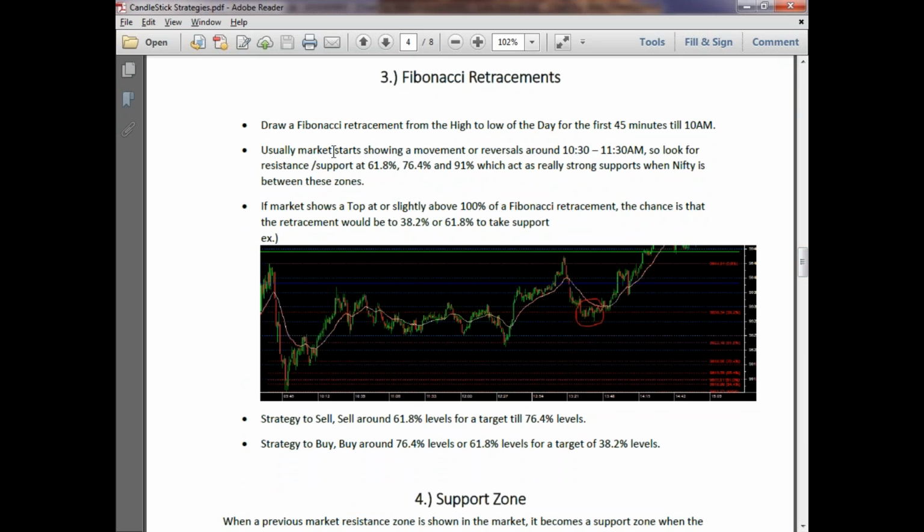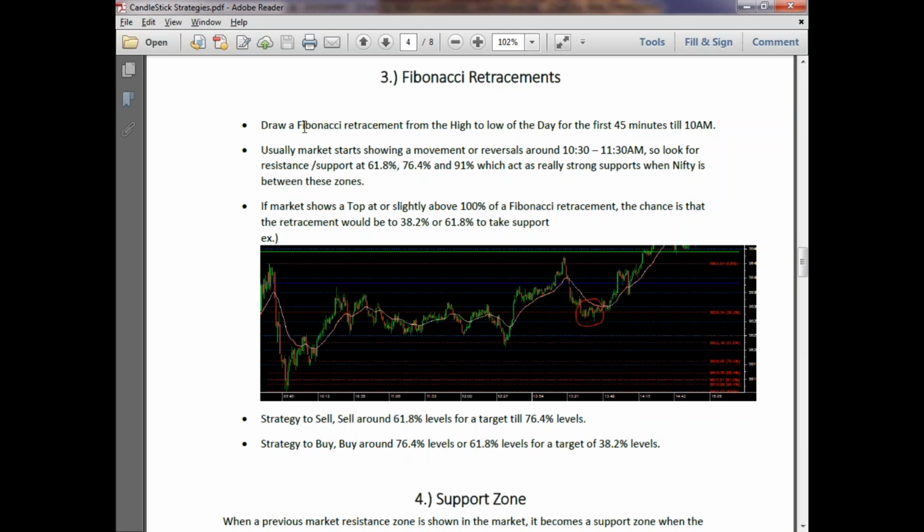I'll probably give about 5 to 10 minutes only for Fibonacci retracements, on how to draw them. I want everyone to help me out. If you know how to trade, or if you know how to draw Fibonacci retracements, how many of you know and how many of you don't know? Please let me know. In the meantime, I'll be continuing with the Fibonacci retracements.